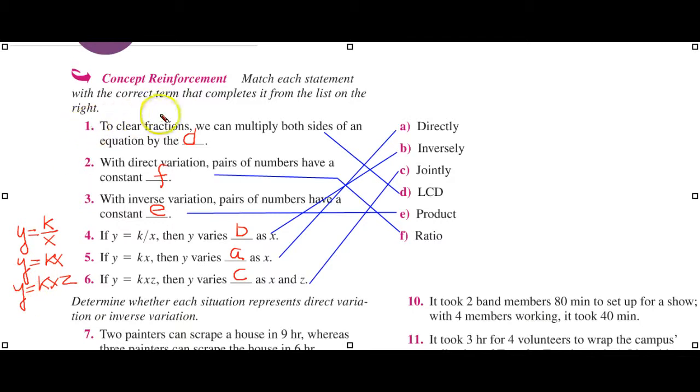So in number 1 we have D. To clear fractions, we can multiply both sides of an equation by its lowest common denominator. With direct variation, pairs of numbers have a constant ratio. With inverse variation, pairs of numbers have a constant product.